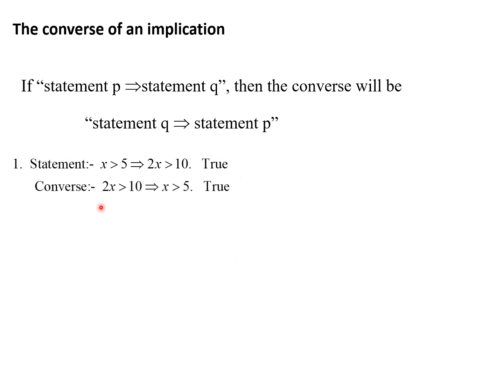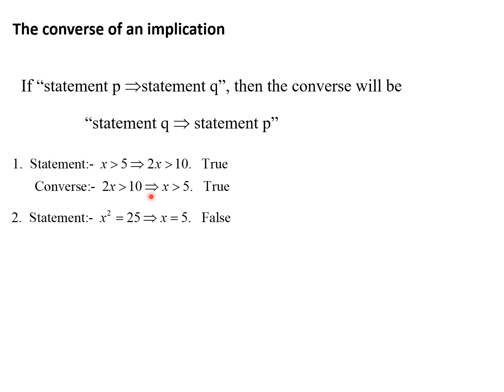So the converse of this statement, using this guide, we will need to swap the statements. So statement Q comes first. Therefore, if 2x is more than 10, then x will be larger than 5. You have seen we have swapped the position of the statements, and this is still true. So this is how you write a converse of an implication statement.